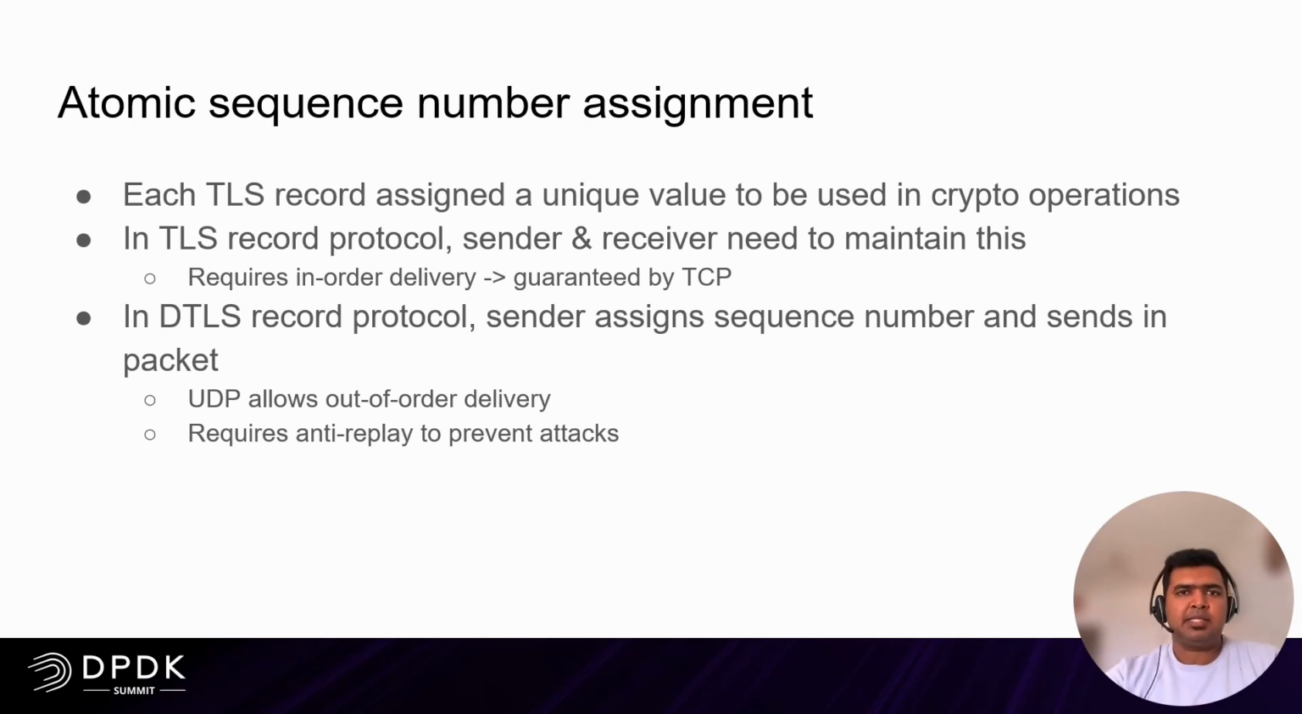As with TLS, DTLS also assigns an atomic sequence number on the sender side and puts the sequence number in the packet. At the receiving side, this sequence number is used for decryption and digest verification, etc. Since the sequence number is put in the packet, it is possible for an attacker to capture a few packets and replay them again. This is known as a replay attack. In DTLS, there is a concept of anti-replay checks, which is basically the same as what is present in IPsec. This is to prevent replay attacks.